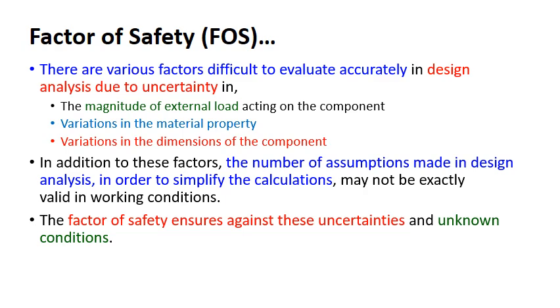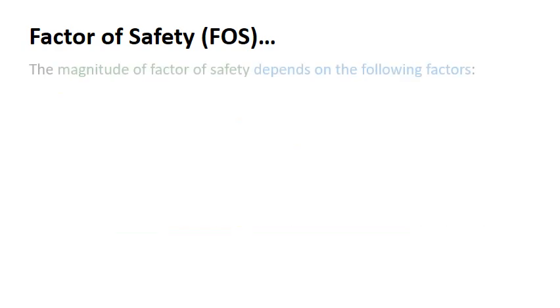Suppose the load acting on the component is, let us say, 100 kilonewton, but actually in service there could be only 50 or 60 kilonewton, right? Then what is the factor of safety? 100 by 50, so 2 times. So the magnitude of factor of safety, how to choose it? It depends on the case. We shall look into that.